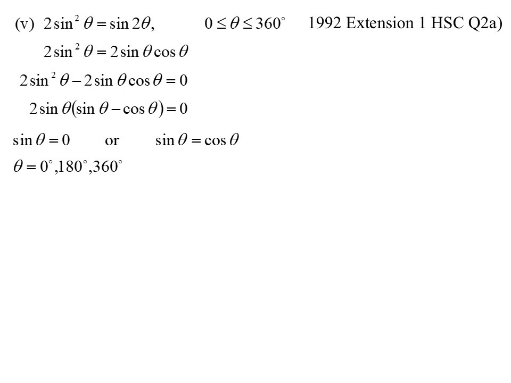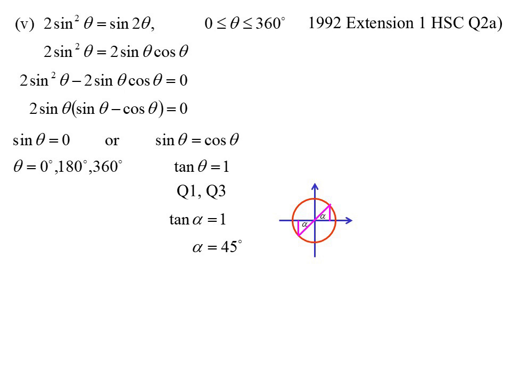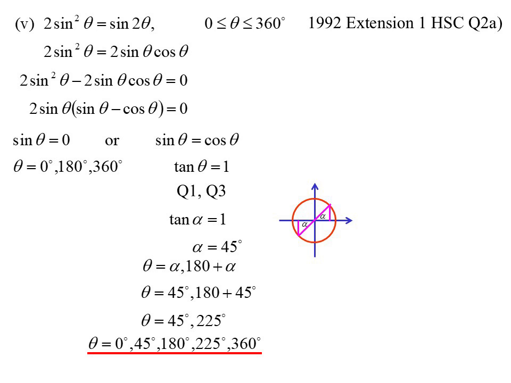Now for the other one, sine equals cos. Let's turn that into tan. So it's just tan theta equals 1, which is our exact value of 45 degrees. Put it into the quadrants, and this one has 5 answers.